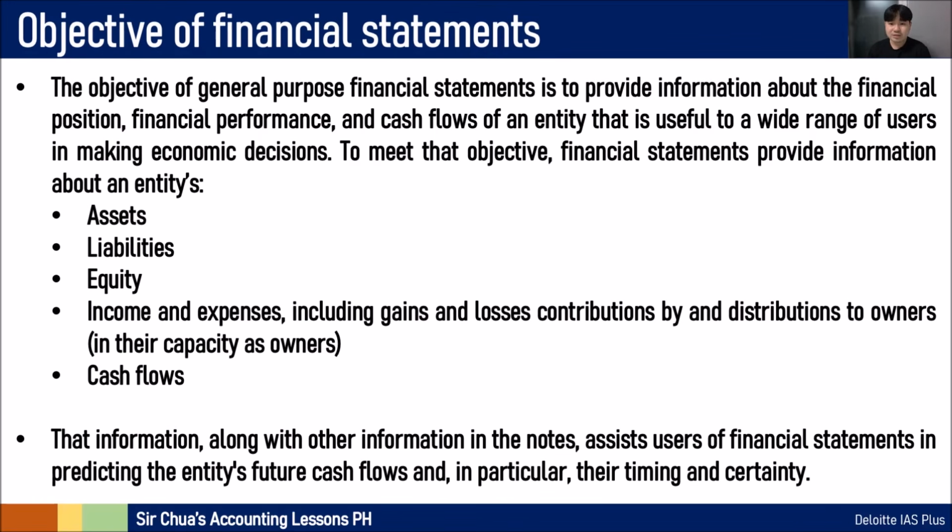Now, the objective of the general purpose financial statements is basically the very definition of accounting, which is providing information about the financial position, financial performance, and cash flows of an entity, and we intend to make it useful to a wide range of users in making economic decisions. To meet that objective, financial statements must provide information about these elements: assets, liabilities, equity, income and expenses, including gains and losses, and then also contributions by and distributions to owners, and basically cash flows.